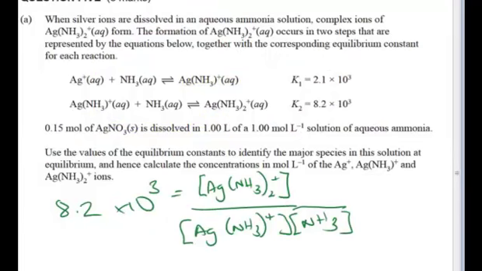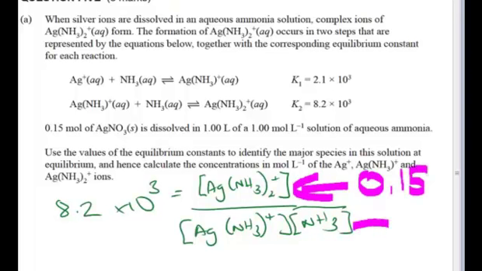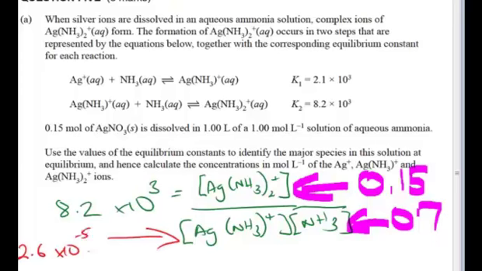Now to move on to the second part, we need to write down the equilibrium for this, and this is just a normal equilibrium, so it's just products over reactants. So we already know the concentration of this, which is equal to 0.15, and we know the concentration of this, which is equal to 0.7. So if we put that in there and do the calculation to work out the concentration of this, which we're interested in, we get 2.6 times 10 to the negative 5 moles per litre.